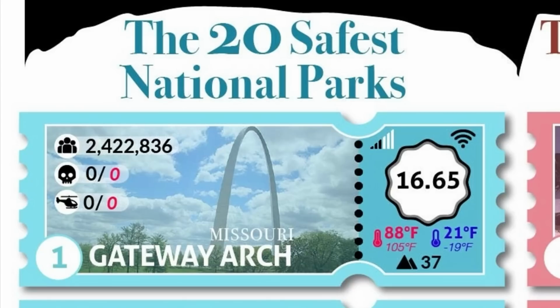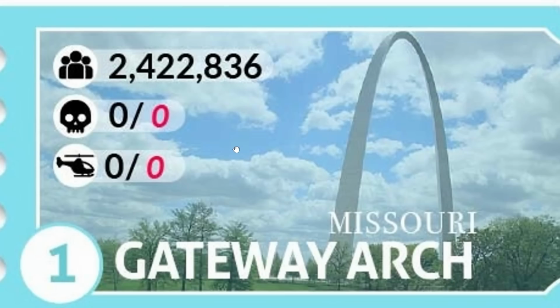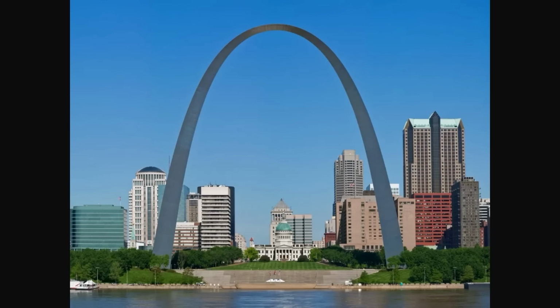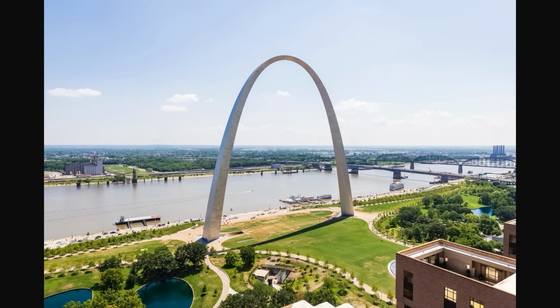So one of the safest is actually the Missouri Gateway Arch, which I am now just learning is considered a national park. They've never had any problems there, and that is because it is literally located in the middle of the city, kind of. I kind of want to go here and just be that one dude that does die.